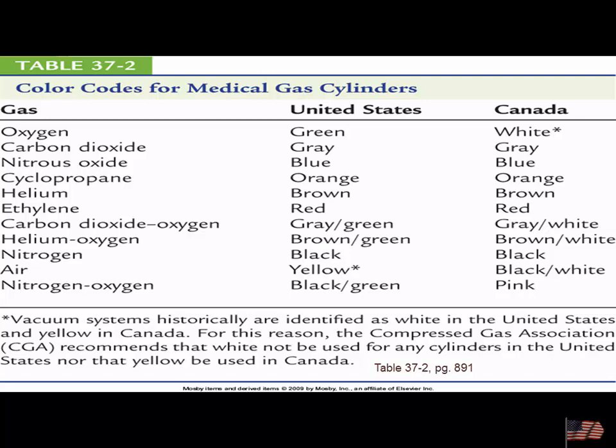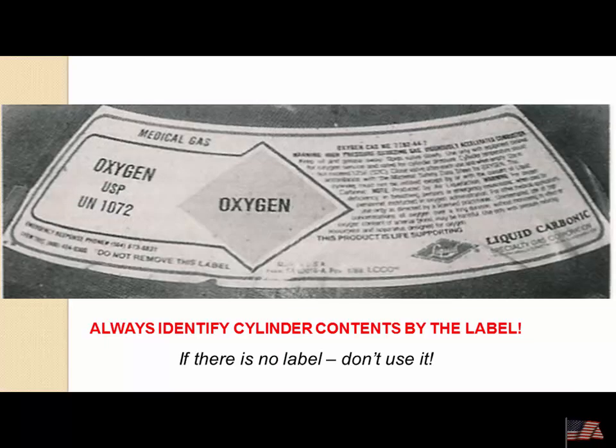And that color will stick with not only the color of the cylinder. We'll see that a lot of the delivery devices themselves will end up having that color coding also. Again, we don't want to just go by the color because somebody could make a mistake and put any kind of gas into any kind of cylinder. We want to look at the label. If there's no label, obviously we're not going to use it, just like you would never use a can of food without a label on it. I don't think so.